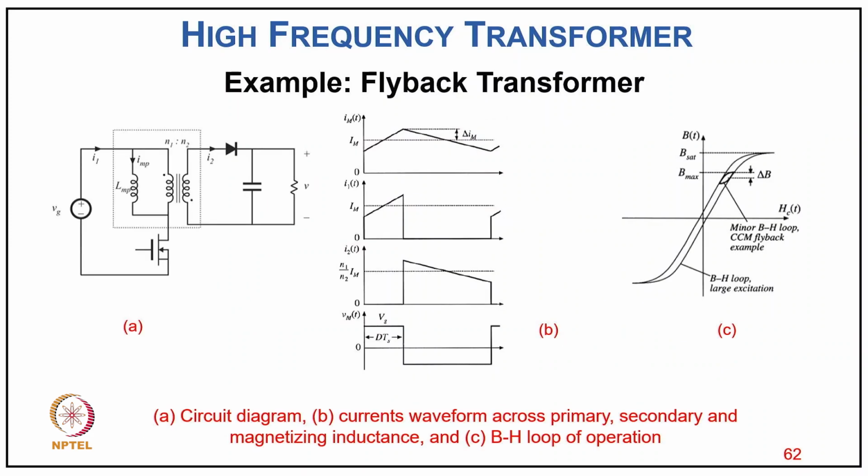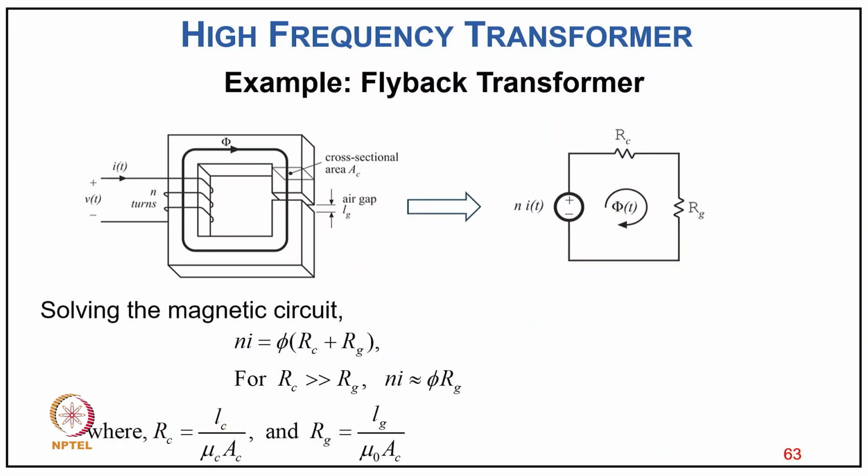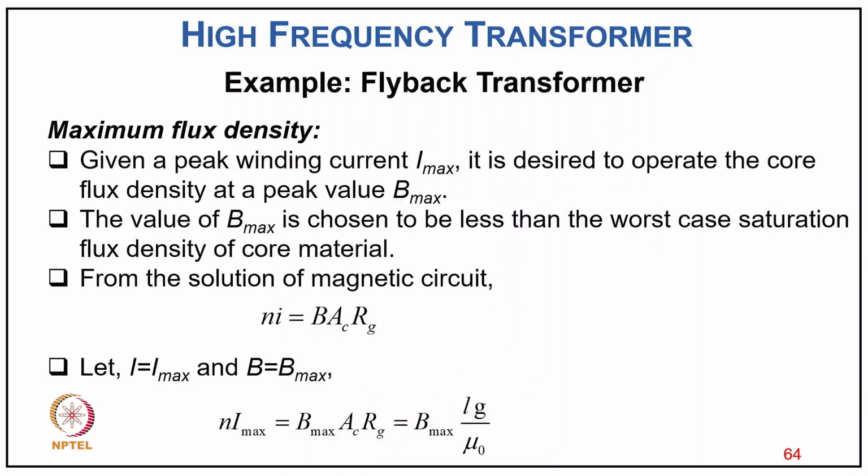So, you can see the diagram of the flyback, how we design and how the winding currents, voltage and currents are there, and how typically the BH loop for the ferrite core is there. So, now taking a typical example of a small air gap here, solving the magnetic circuit, Ni equal to phi (Rc plus Rg), for Rc much greater than Rg, so Ni equal to phi Rg, and where Rc equal to lc divided by mu c into Ac, and Rg equal to lg divided by mu 0 Ac.